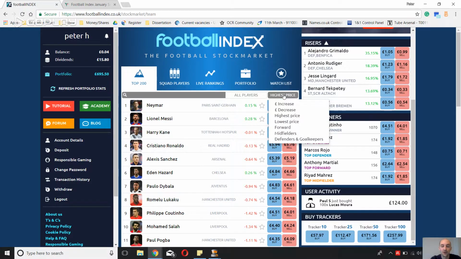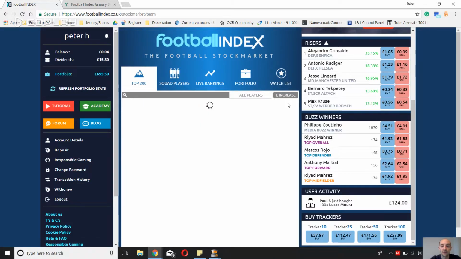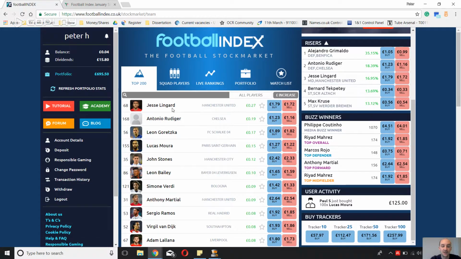So for example, we're currently on the highest price, but we can also go to price increase. And you can see Jesse Lingard has gone up 27 pence today, which is really good considering his share price is only £1.79. This may be because they've been playing well or they're linked with transfers. For example, Lingard scored yesterday. I know Rudiger scored on the weekend. So you can see their price has increased.